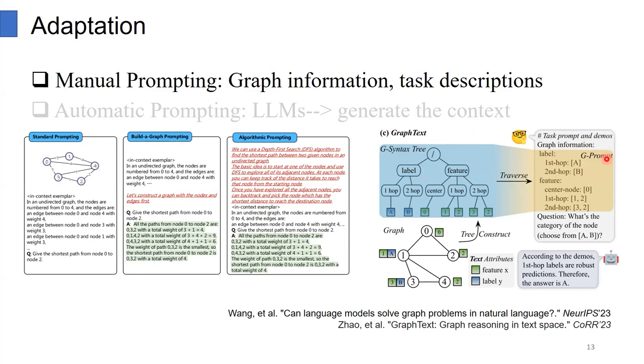What is the feature of the first hop node or second hop node? Then based on these demonstrations, the language model can learn, not really learn, but do inference based on the manually designed prompt. But of course, the limitation of this approach is that they require manual design, and there is no very principled way of doing this. You have to try a lot of different designs sometimes.